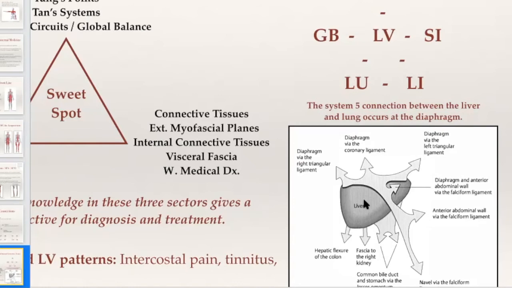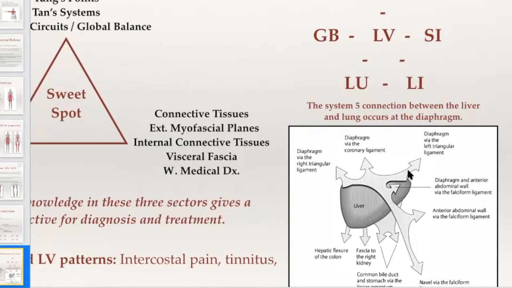Okay, so the liver here, if we look at the top of the liver, it's surrounded by the visceral fascia, and then at the top we have the coronary ligament. So there's a direct connection from the liver to the diaphragm. We see that there's the right triangular ligament, and then the coronary ligament here in the middle, and then the left triangular ligament on the left side. So a direct fascial relationship between the liver and the diaphragm.